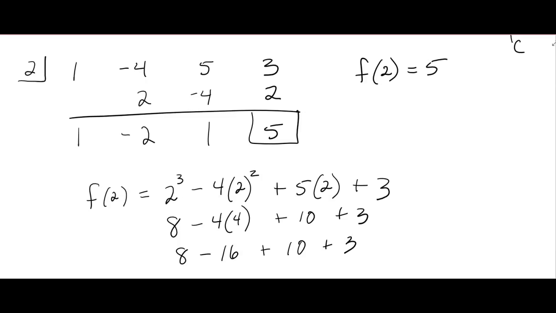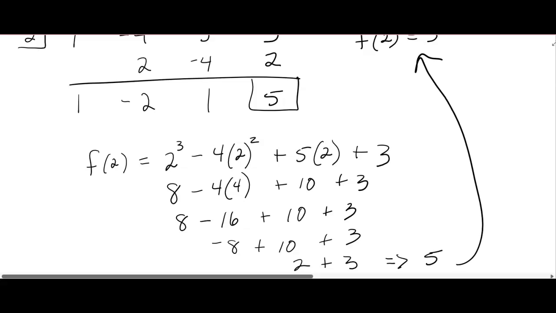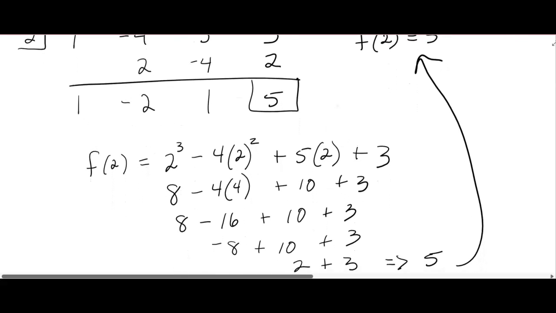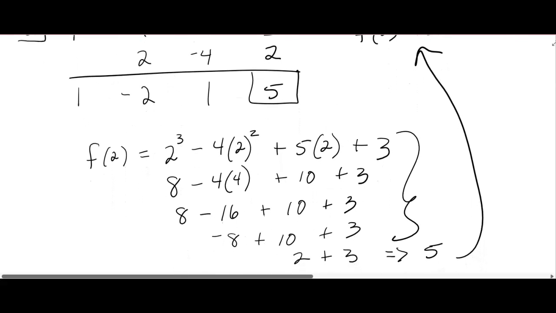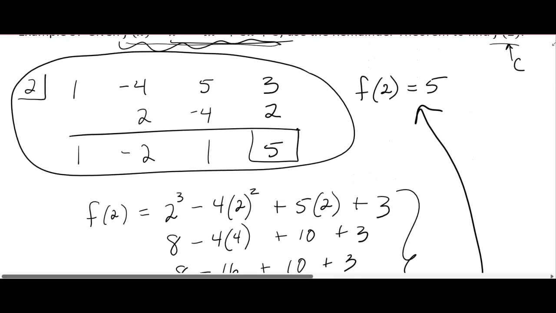Let's see, what do we want to do? You could add up all the positive ones, but we'll just go in order. Negative 8 plus 10 plus 3, or 2 plus 3, which is, in fact, 5. That's what we said it was, 5. Right? This is more work, I think, than the synthetic division. Once you get the hang of synthetic division, it goes pretty quick. So we can evaluate a polynomial just by using synthetic division. All right, that's the remainder theorem.